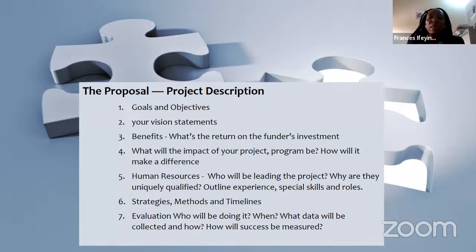Number 4 says, what will the impact of your project or program be, and how will it make a difference? Of course, in these other ones, we believe that if the crops are more organic and high yielding, we believe that what? We will have better health and probably longer life.